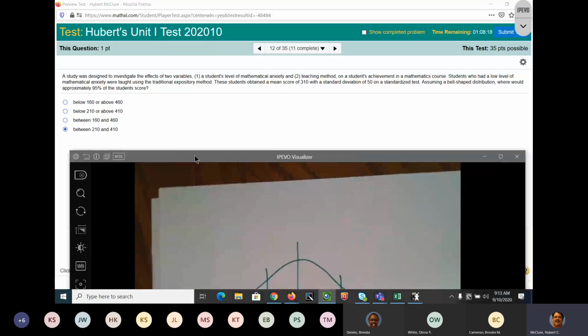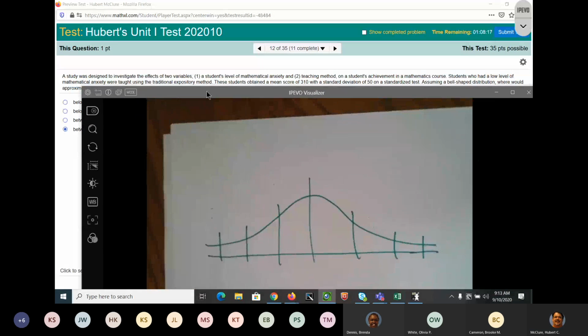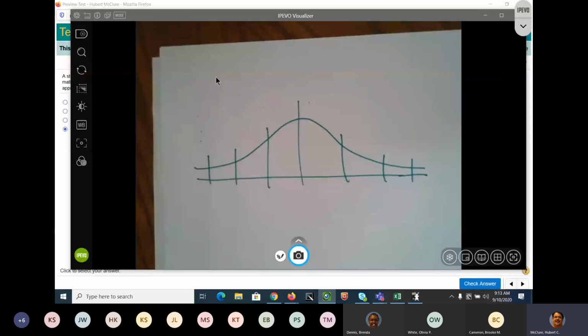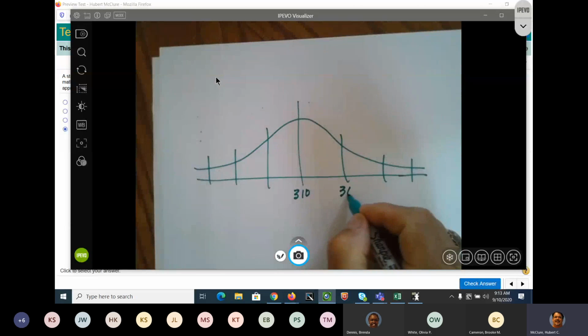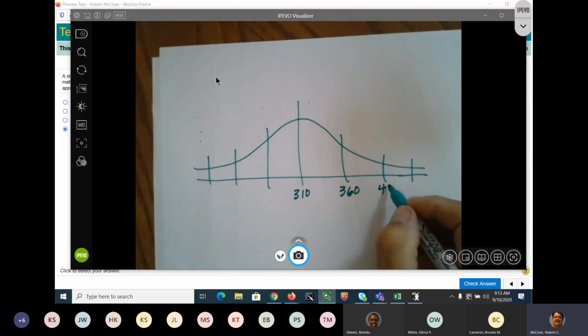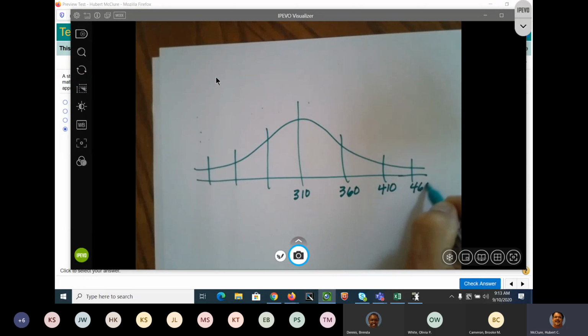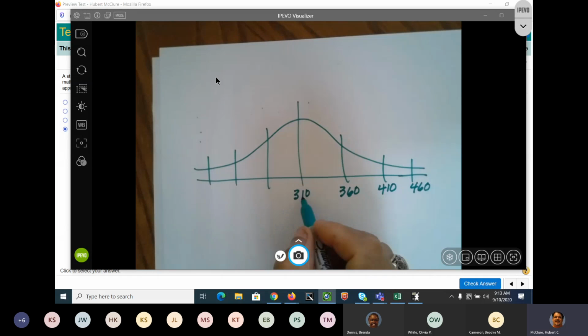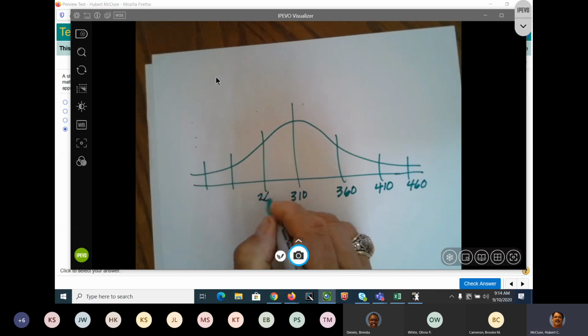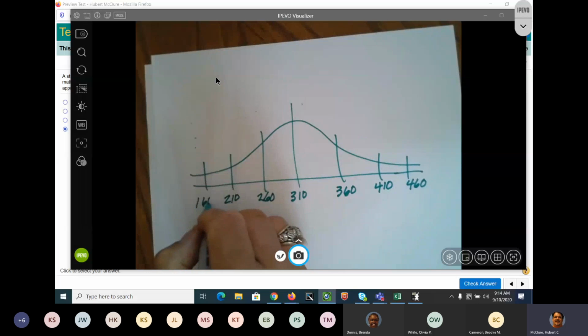So 310 and 50. 310, 360, 410, 460. 310 minus 50 is 260. I'm terrible at subtracting. 260, 210, and 160. Y'all check my math because I suck at subtraction.